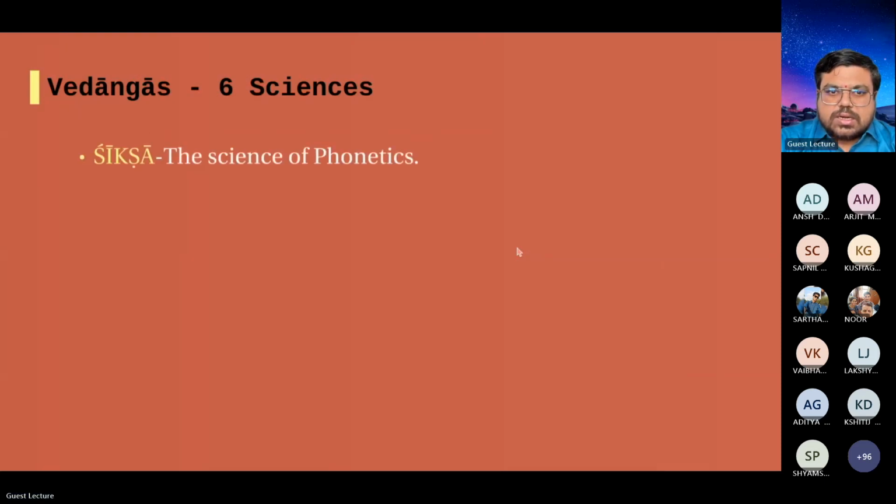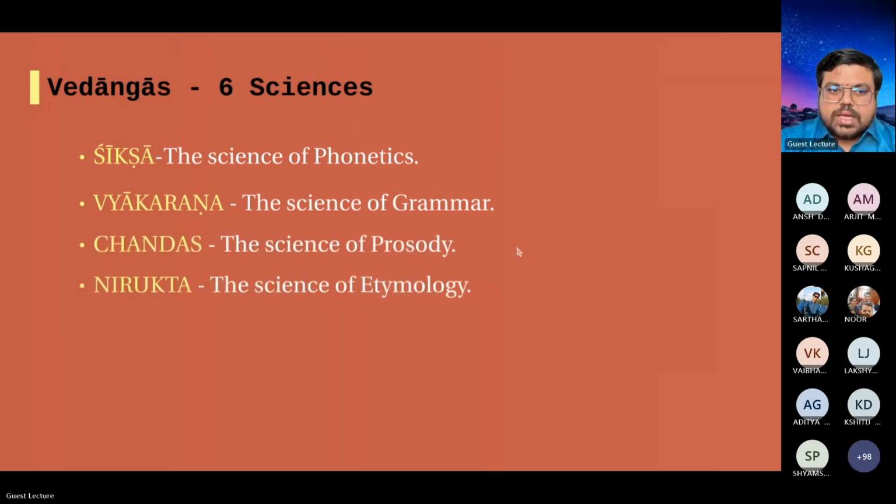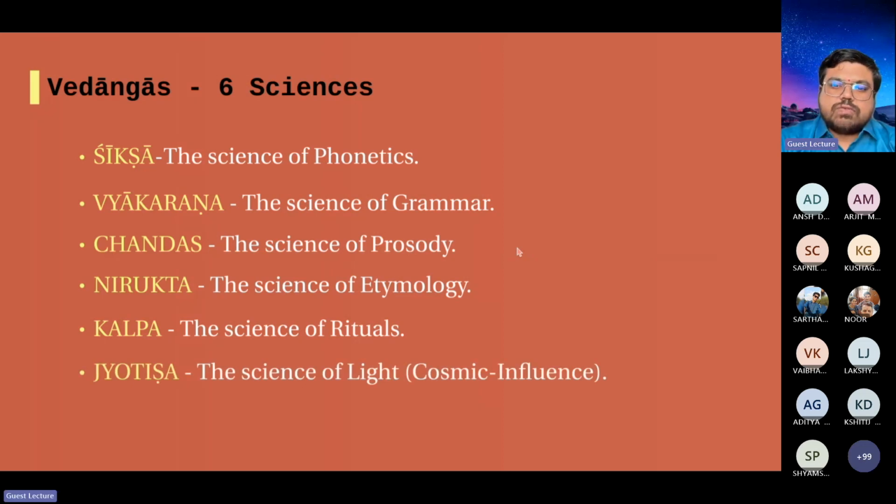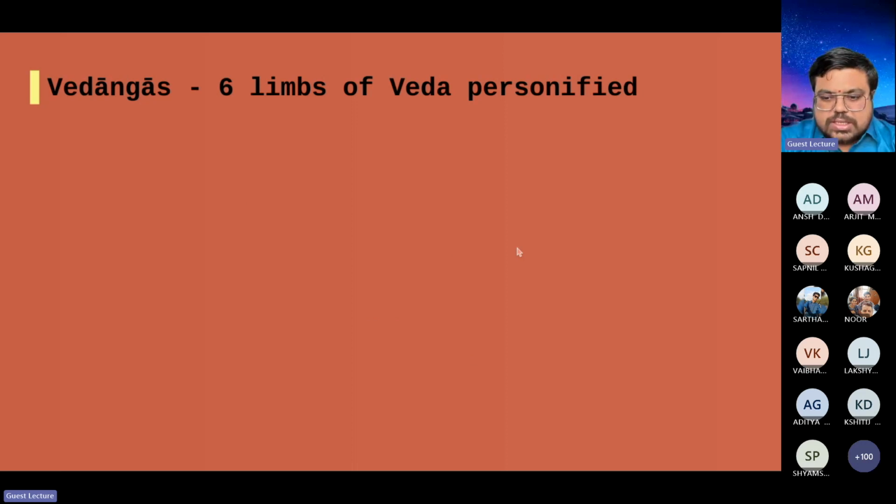These 6 Vedangas are none other than Siksha, which is the science of phonetics, Vyakarana, the science of grammar, Chandas, the science of prosody, Nirukta, the science of etymology, Kalpa, the science of rituals, and Jyotisha, the science of light or cosmic influence on the beings on the earth. Jyotisha comprises both astronomy and astrology. So astronomy means mathematics and physics, which become an integral part of Jyotisha. These 6 Vedangas are said to be the 6 limbs of Veda Purusha, or the Veda personified. A limb here means basically an organ that represents the function in terms of either understanding or application of it.